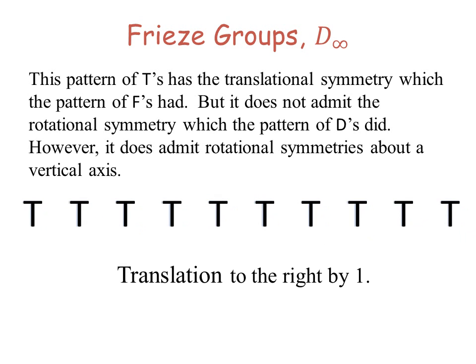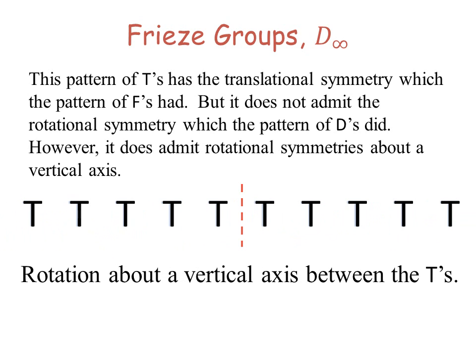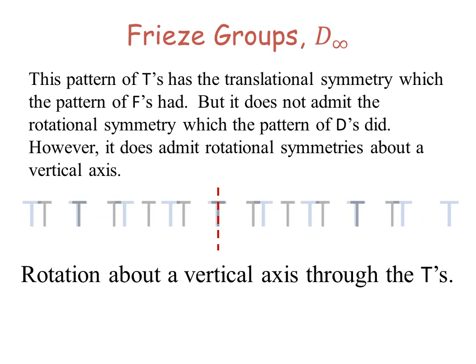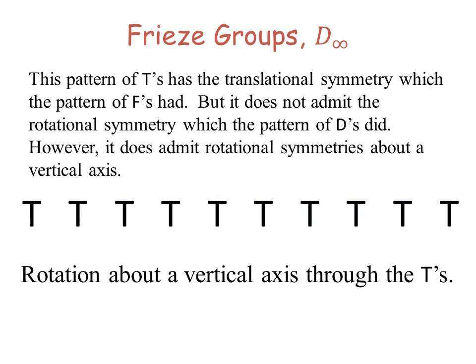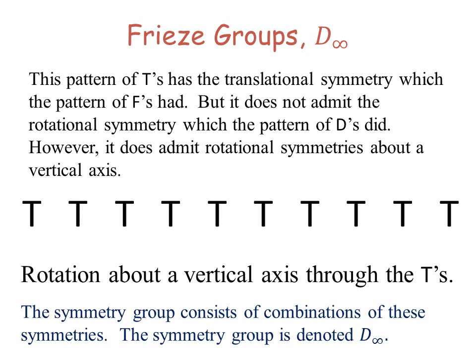We can translate to the right by 1. We can rotate about a vertical axis halfway between 2 of the T's. We can rotate about a vertical axis through the middle of 1 of the T's. The symmetry group consists of combinations of these symmetries. The symmetry group is denoted D sub infinity.